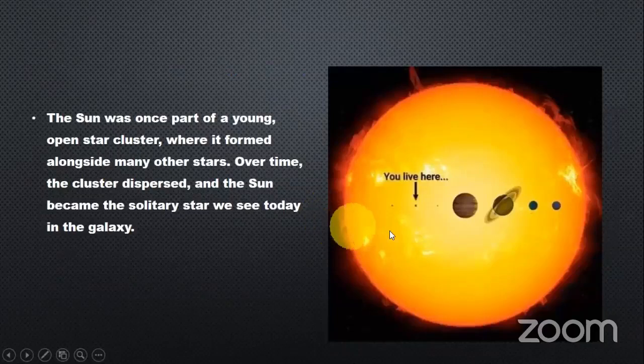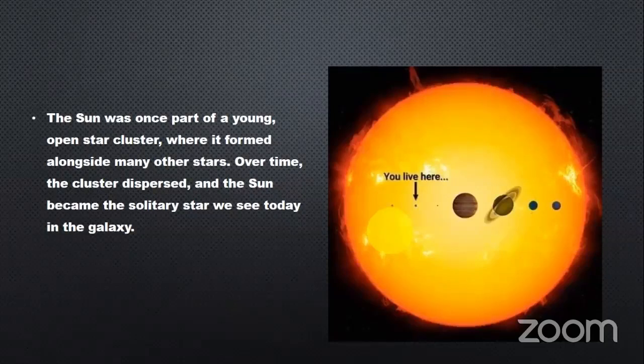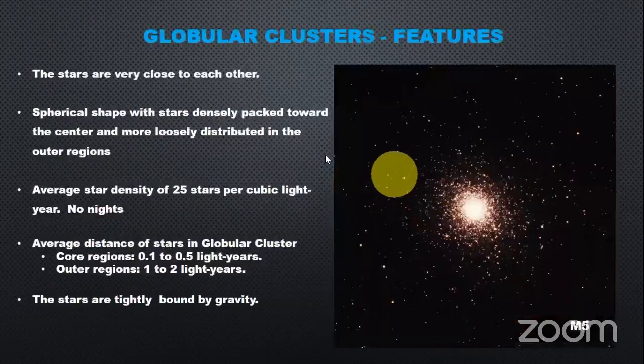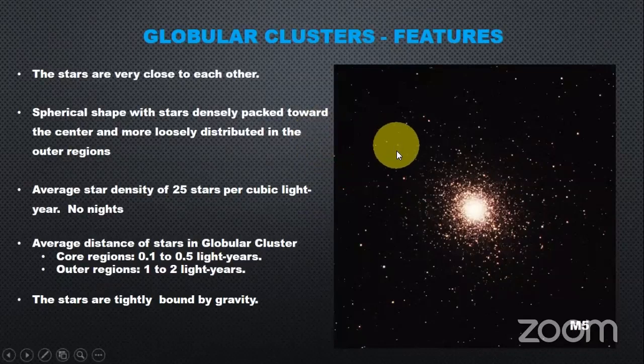So the sun was once part of a young open star cluster where it formed alongside many other stars. But over time, the cluster dispersed and the star became the solitary star we see today in the galaxy. So our sun used to be part of an open star cluster, but it is no longer part of any cluster, because it has been dragged out from that cluster. In fact, we cannot even trace that cluster. It may not even exist today. They have probably evaporated.